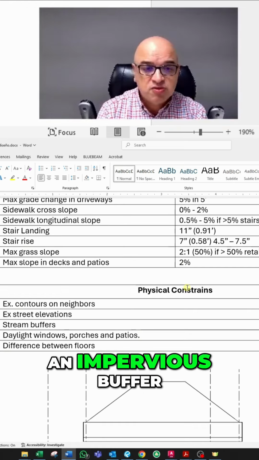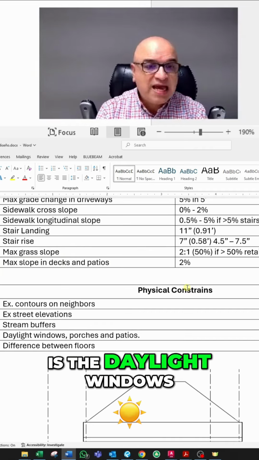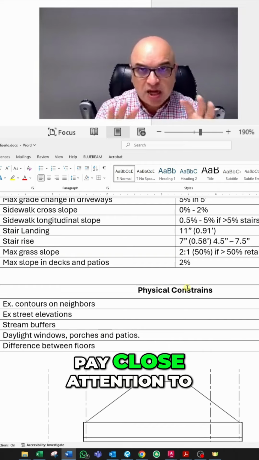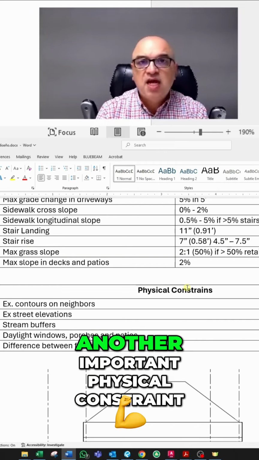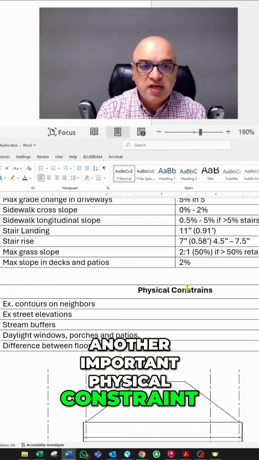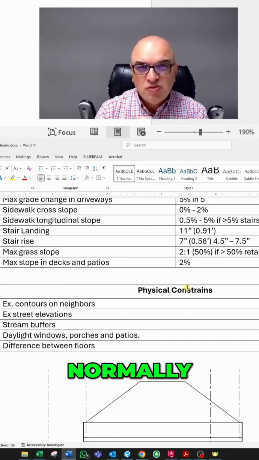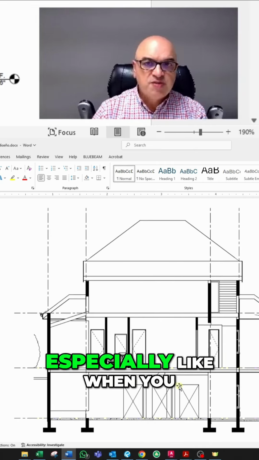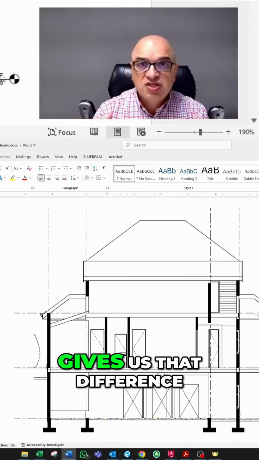an impervious buffer. And another key element is to daylight windows, porches, and patios. So you need to pay close attention to what the architect is telling you. And basically, another important physical constraint is the difference between floors. Normally the architect gives us the difference in elevation, especially when you have a basement and a first floor. Sometimes the architect just gives us that difference.